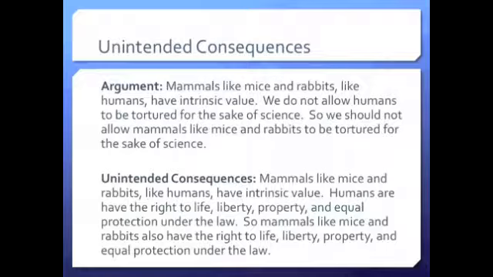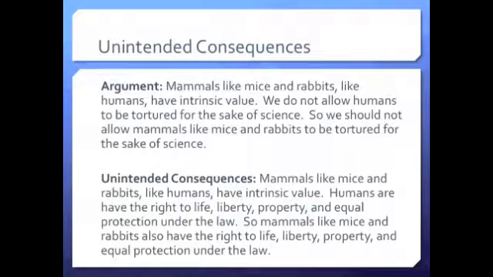Consider this unintended consequence to the argument just given. Mammals like mice and rabbits, like humans, have intrinsic value. Humans have the right to life, liberty, property, and equal protection under the law. So mammals like mice and rabbits also have the right to life, liberty, property, and equal protection under the law. Now notice how this argument is an analogical argument as well.